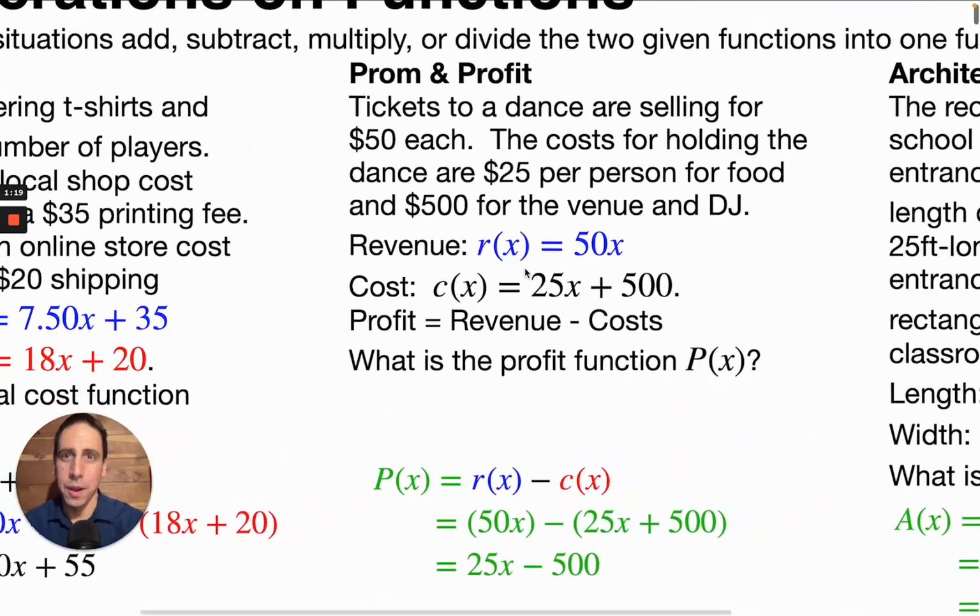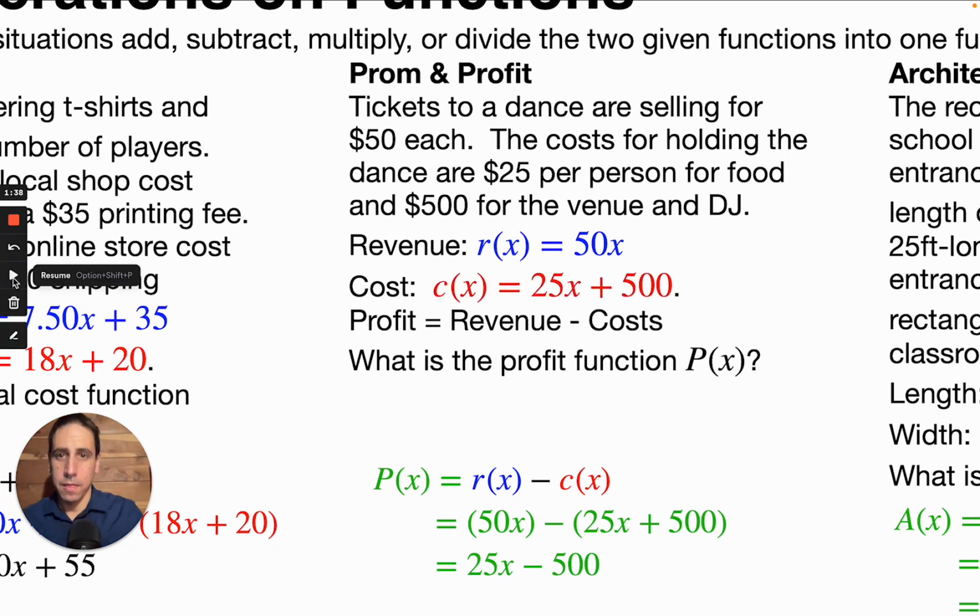Let's take a look at prom and profit. Tickets to a dance are selling for $50 each. The costs for holding the dance are $25 per person for food and $500 for the venue and DJ. So revenue is going to be this, 50x. That's just how much money you bring in. And the total cost is C of x, which is 25x plus 500.